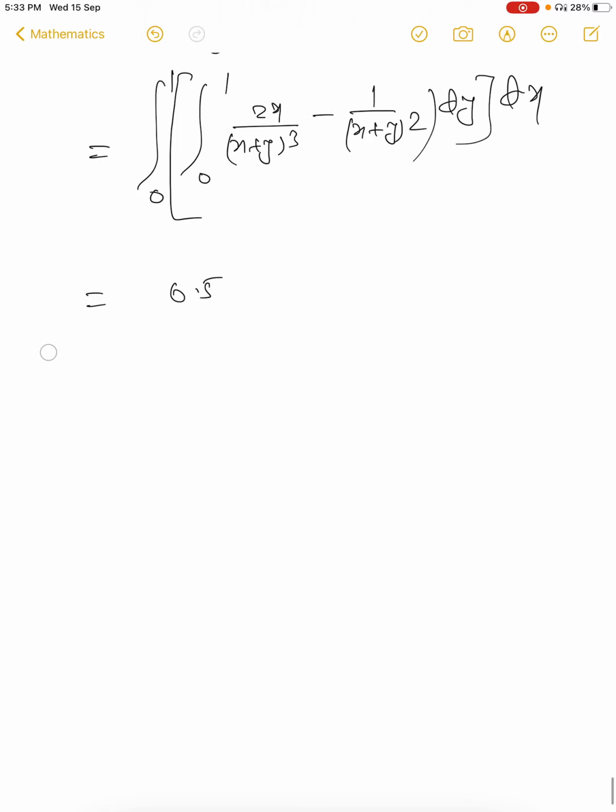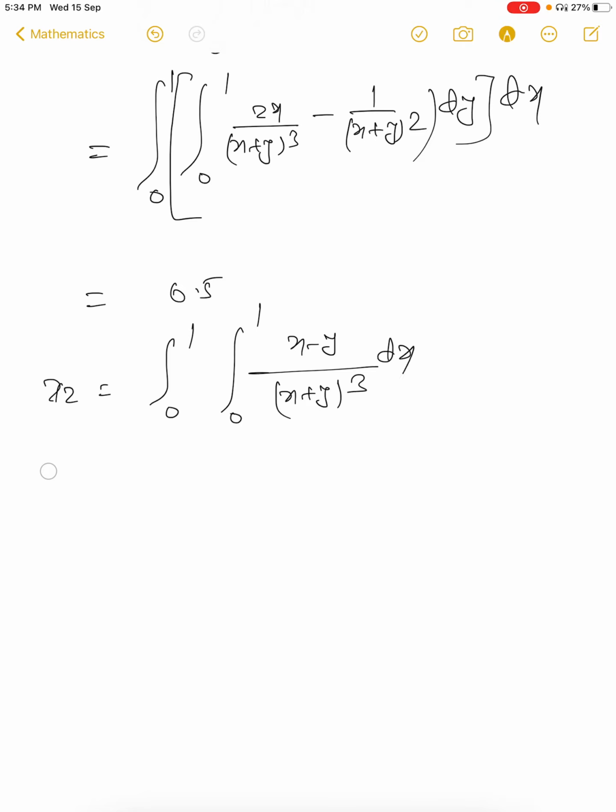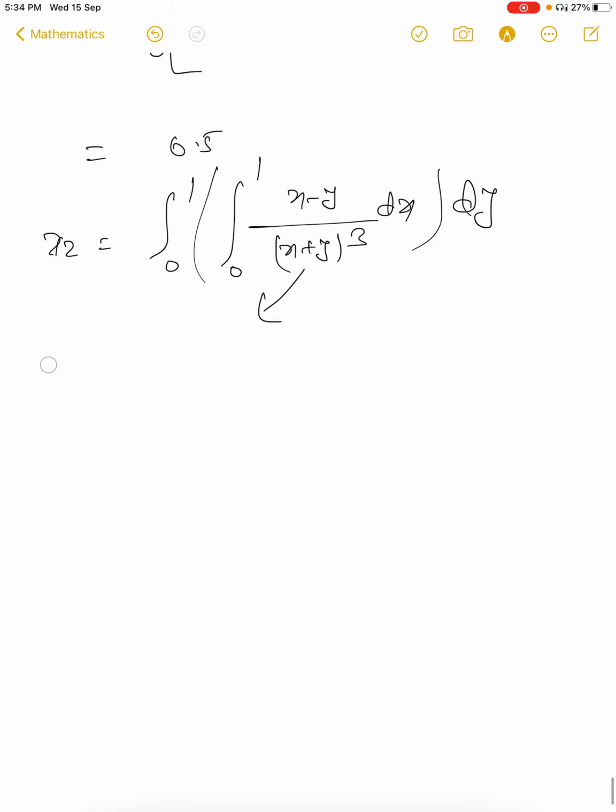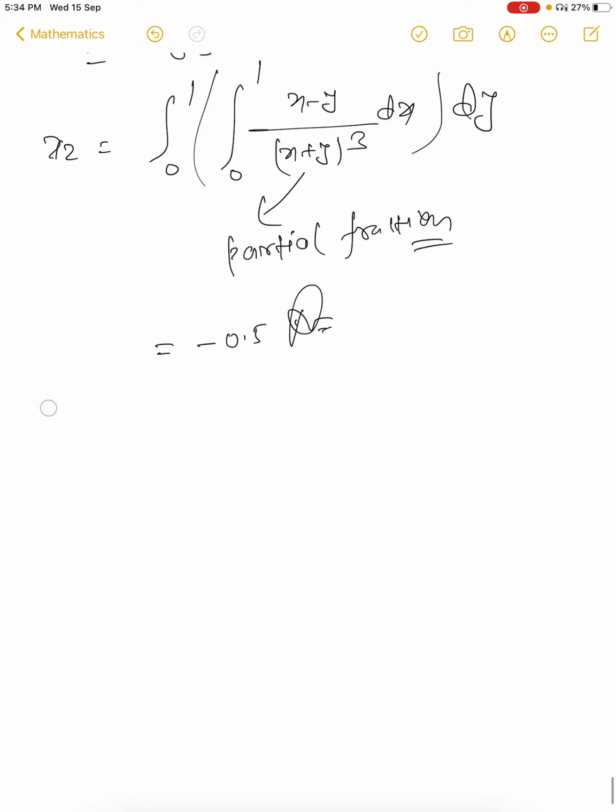Okay, do it, no problem. In I2, 0 to 1 and 0 to 1 of (x minus y) upon (x plus y) whole cubed, first integration dx and then dy. Here also apply the partial fraction and do it. You will get the answer minus 0.5. If you are having difficulty, then tell me.